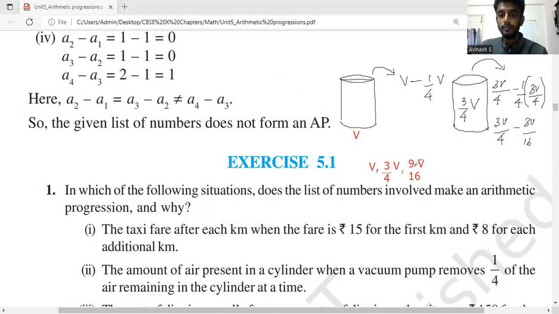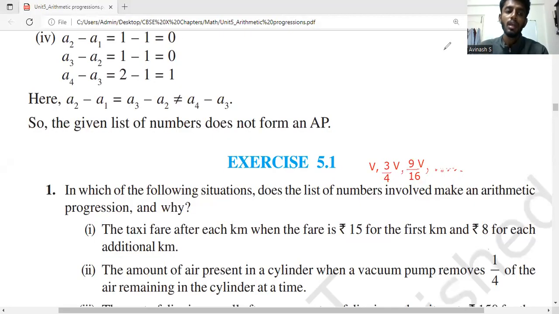Comma and dot dot dot. We need not do the next steps. So this is the required AP: V, 3V by 4, 9V by 16, and so on. Now let us try to figure out the common difference for these to see whether it is an AP or not. We all know how to find the common difference.